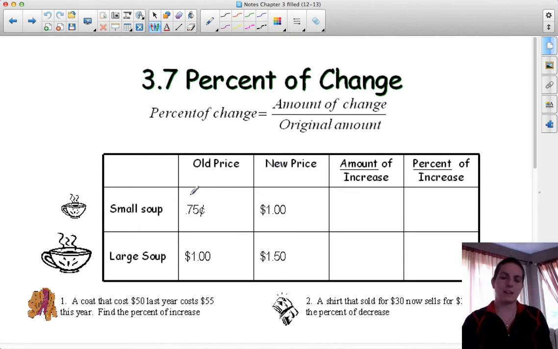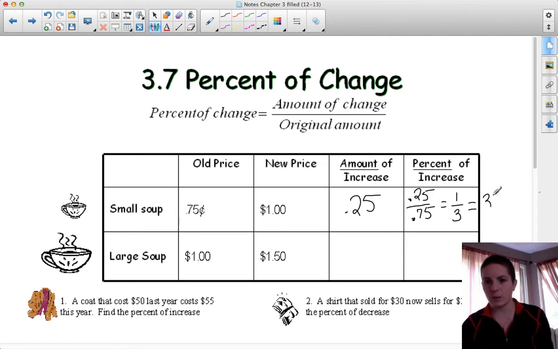So that we can see that here in this example, the small soup that was 25 cents is now $1, so we've increased it by 25 cents. To find the percent of increase, we need to do the amount that it changed, which is 25 cents, over where did it start, which is 75 cents. So my percent of change, 25 cents compared to 75 cents, that's the fraction 1/3. And we have had a 33.3 repeating percent change. It's an increase.